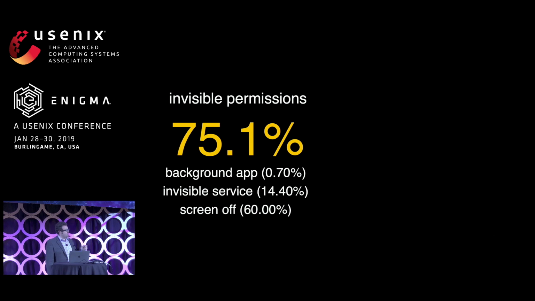So 75% of the time when sensitive data protected by the permission system is accessed, the user's not actually using the app that's accessing the data. So often this is because the service is running in the background, but the majority of the time, so 60% of the time, they're not even using the phone when the data is being accessed.